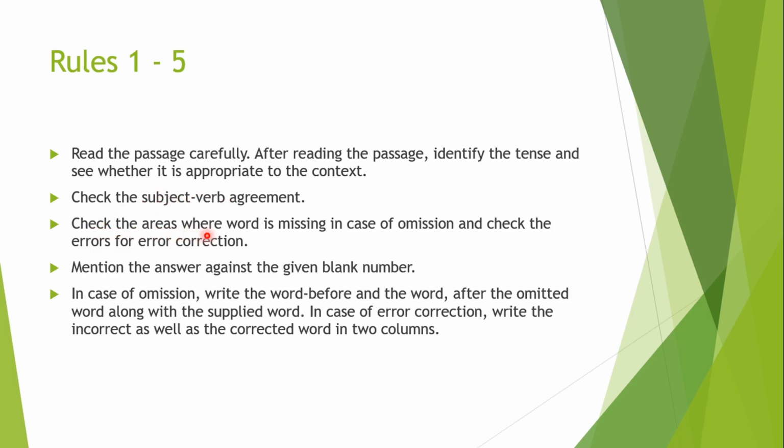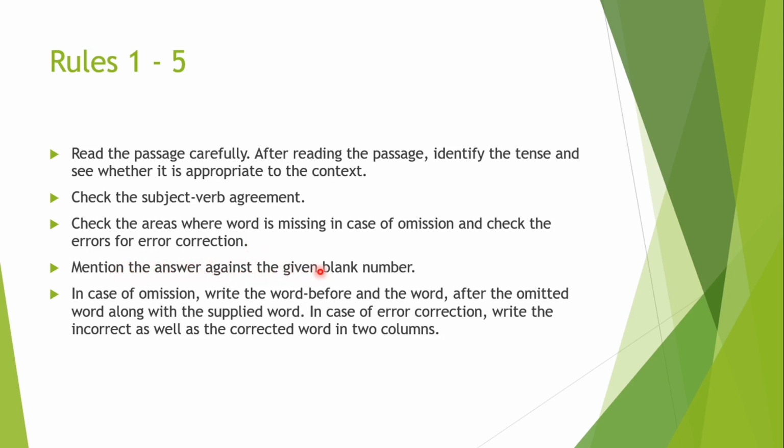Now check the areas where word is missing in case of omission. Omission वाला जब अगर कोई पार्ट आएगा तो उसमें आपको ये देखना है कि आप कौन से पार्ट में कौन सा वर्ड आपको मिसिंग लग रहा है और उस मिसिंग वर्ड को आपको लिखना है. And check the errors for error correction. In editing, you have to find the error, means if something is wrong, that you have to find and you have to write it under the incorrect, and under the correct one you have to write the correct word.